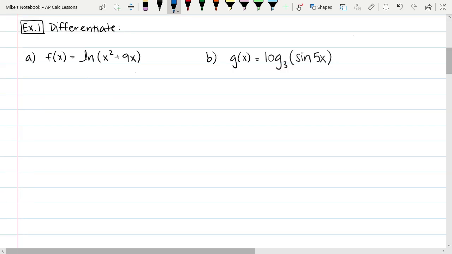All right, so let's go ahead and start here with example A. f of x equals natural log of x squared plus 9x. As you can hopefully see, this is a composition of functions. The outer function is y equals the natural log of u, but u equals x squared plus 9x. So when we find f prime, we're going to have the derivative of the natural log of u, which is 1 over u, times the derivative of u, which is the derivative of x squared plus 9x.